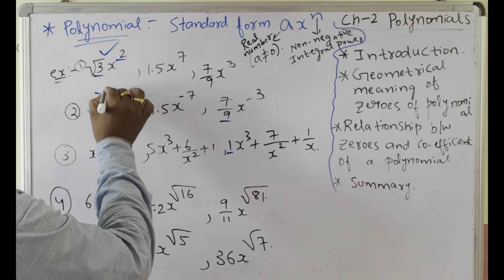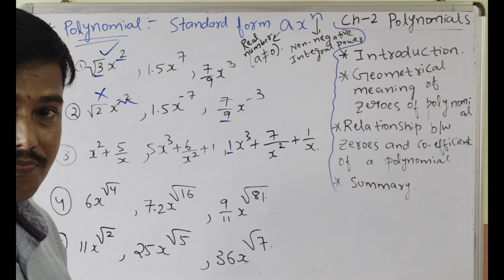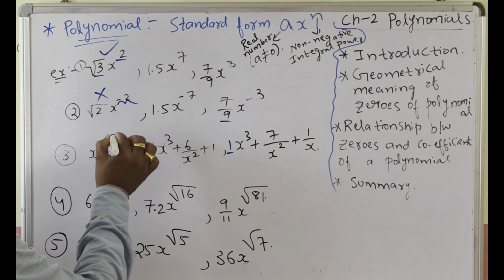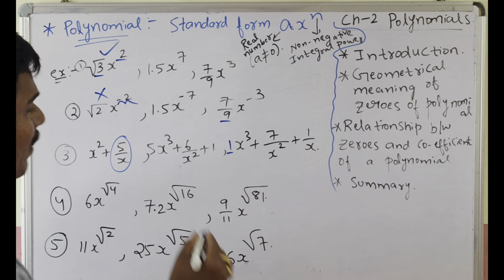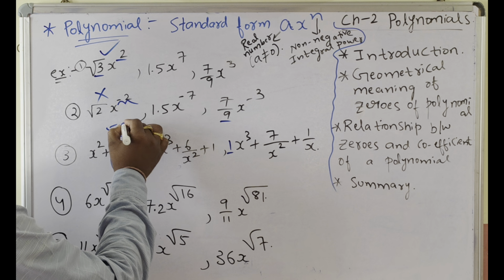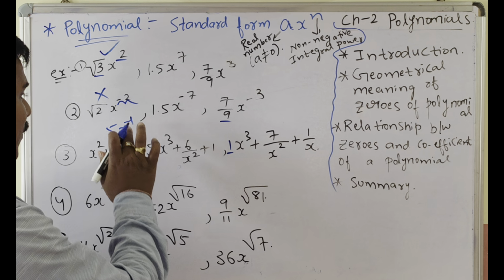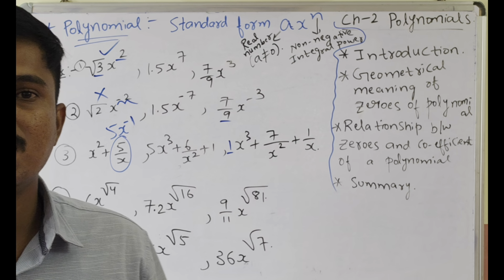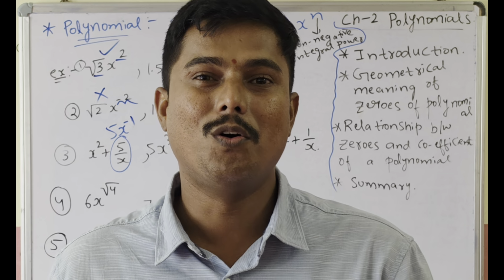In the same way, you see which are not polynomials. And the third, see x square plus 5 by x. x is in division. How can you write 5 by x? We can write 5 by x as 5x power minus 1. So this cannot be a polynomial.